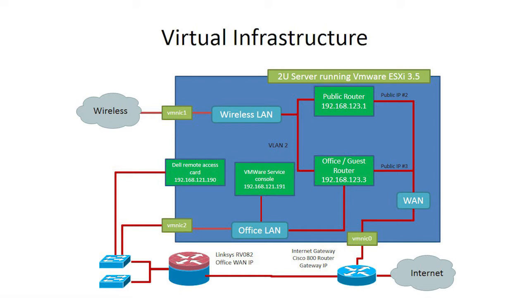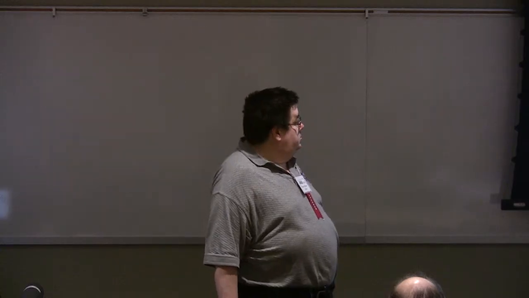So anything that's connected up that isn't specifically declared a VLAN goes on to VLAN 1, which is the default VLAN.